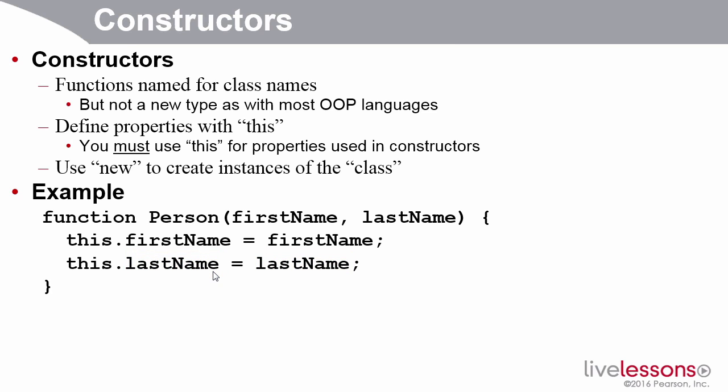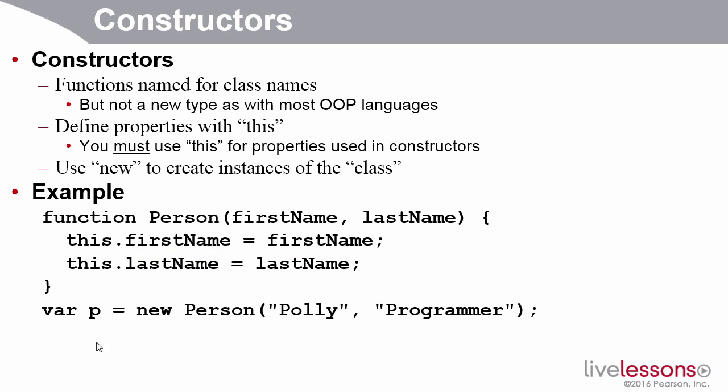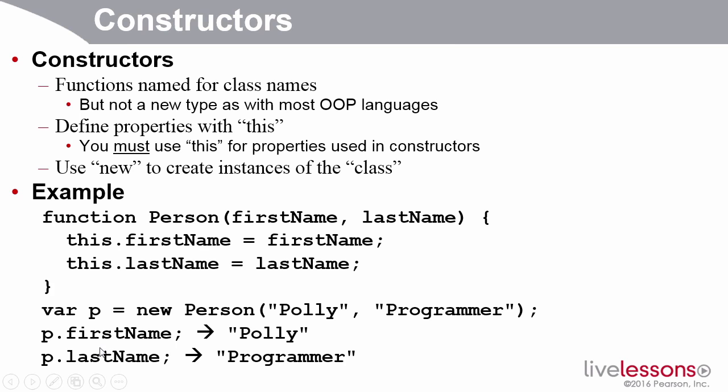All right, so now I want to build an instance of a person. So I say new. I use my constructor function, and I supply some arguments. So if you look at the code above, Polly will get assigned to the first name field, and programmer will be assigned to the last name field. And so you access those fields with a dot. So once I've made a person P, if I look up the first name, I'll get back what I passed in for the first name. And if I look up the last name, I'll get back what I passed in for the last name.